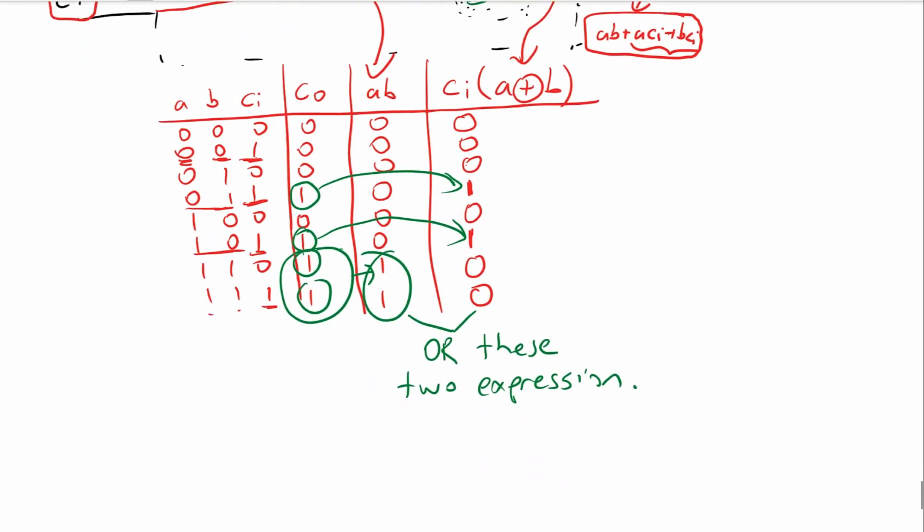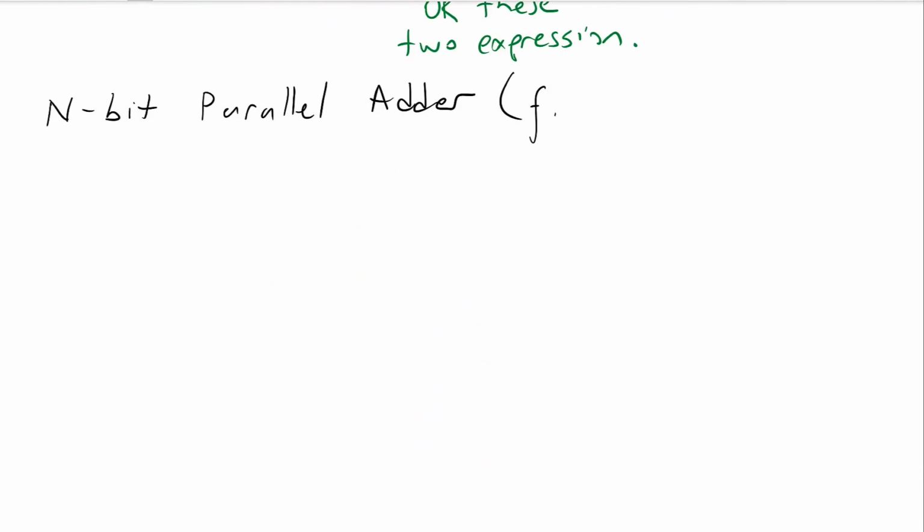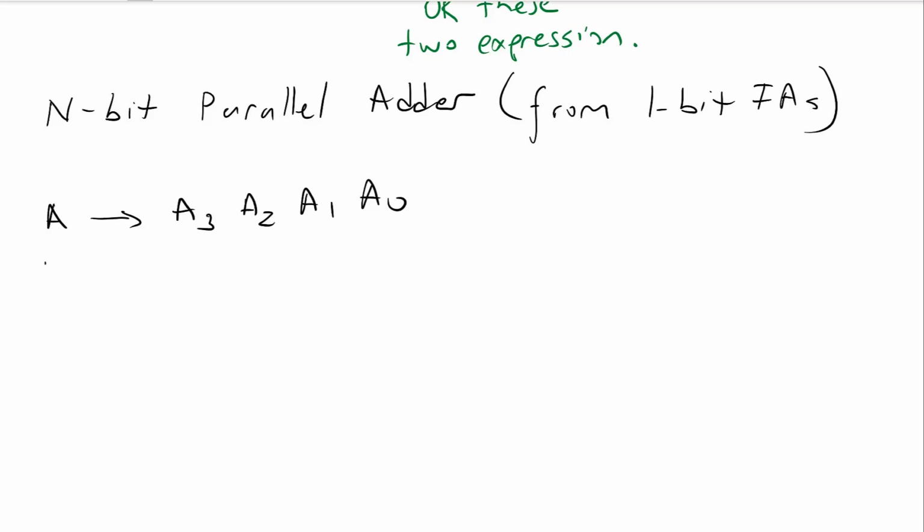Okay, now let's design a parallel adder from 1-bit full adders. So what we are trying to do, we have a variable A, and this is a 4-bit variable A3, A2, A1, and A0, and I have another 4-bit variable B, and this is B3, B2, B1 and B0.